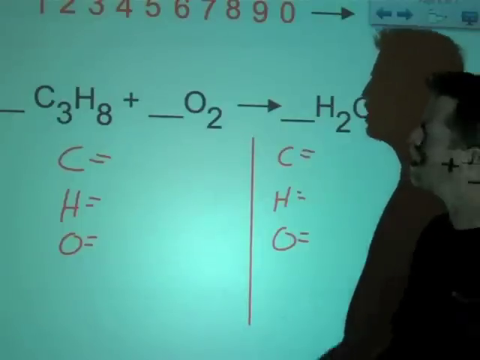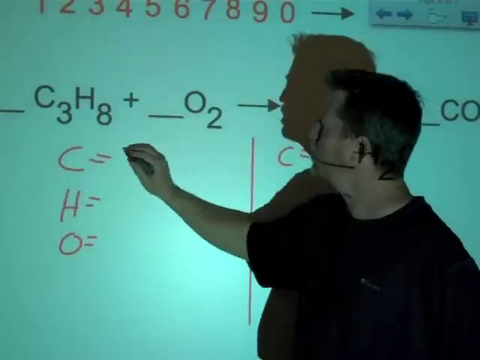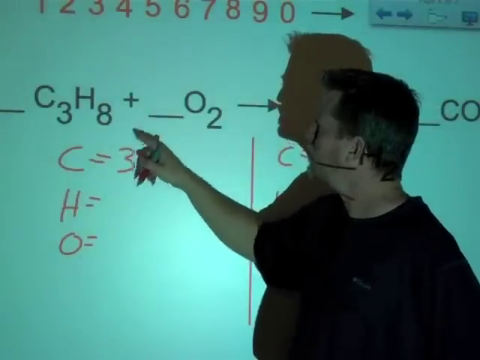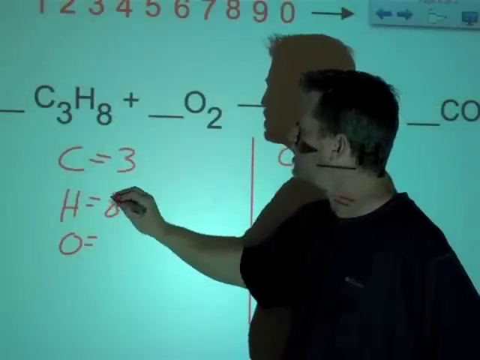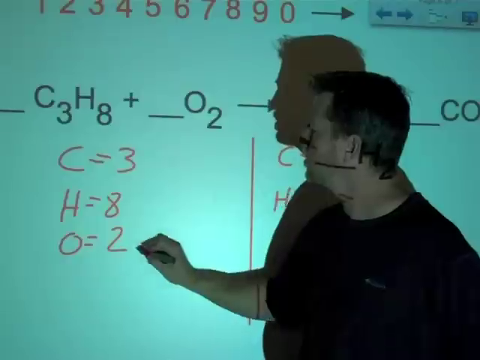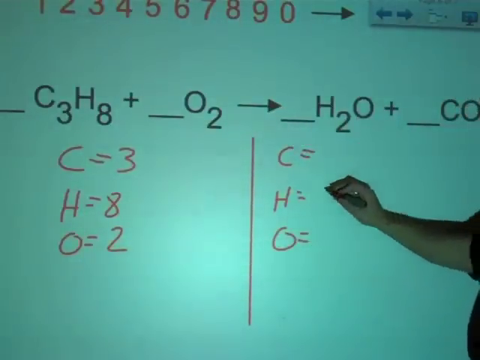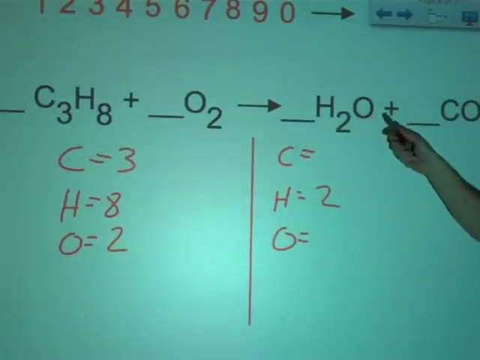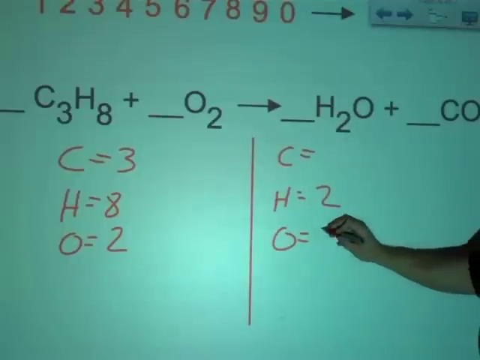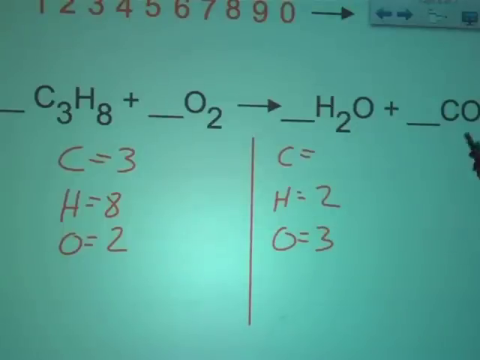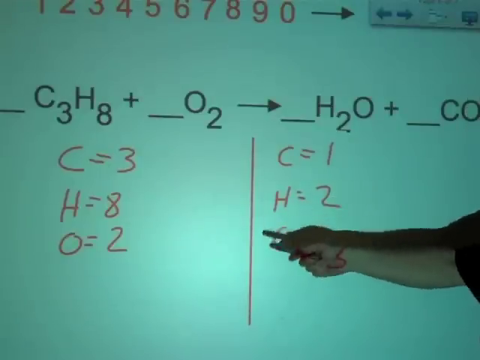So let's count up our carbons. Over here we have 3. Over here we have 8 hydrogens and 2 oxygens. Okay? On this side, I have 2 hydrogens here, an oxygen there, and 2 here. So I've got to add those together. So 2 plus that 1 will be 3 oxygens. And then we have just 1 carbon. That 2 does not affect the carbon. So 1 carbon. So as I look across, 3, 1, 8, 2, 2, 3.